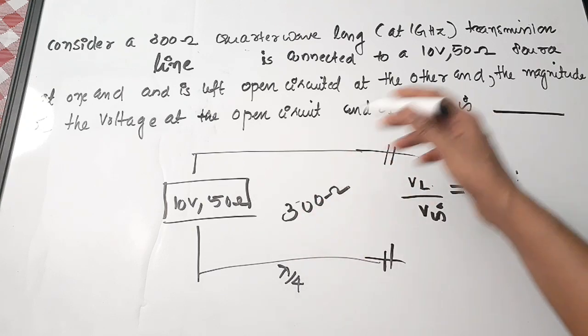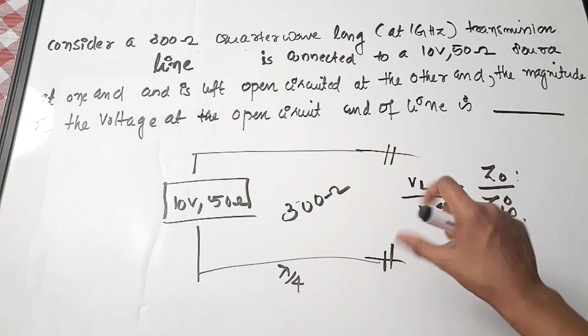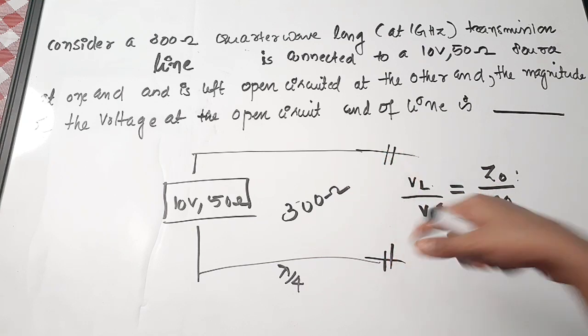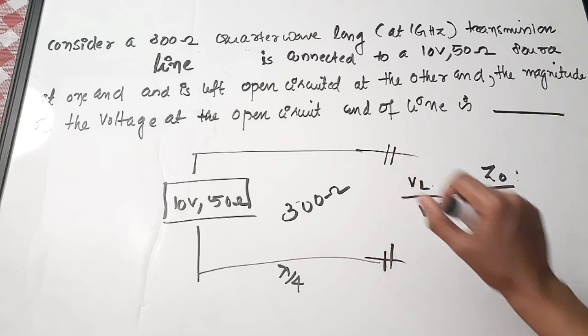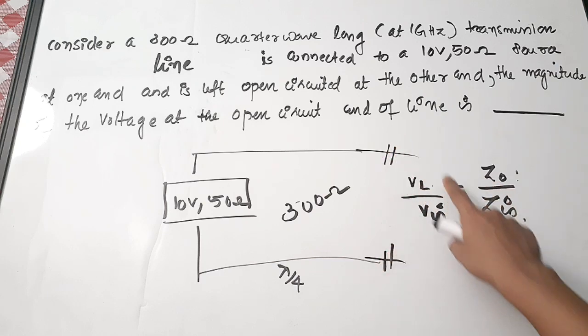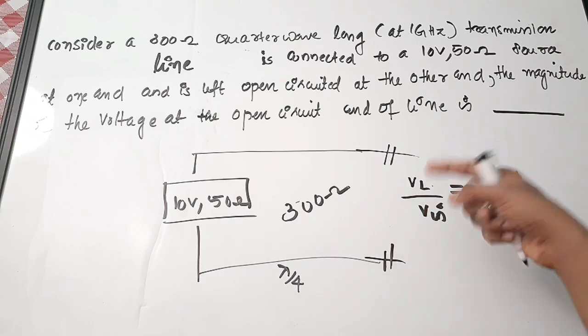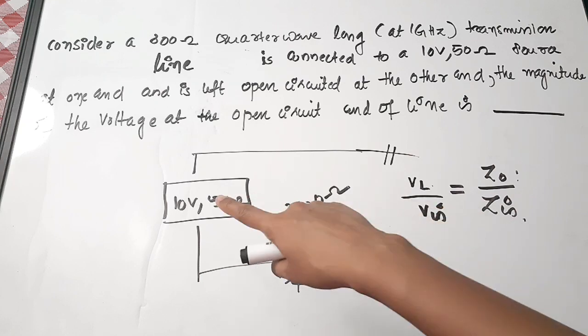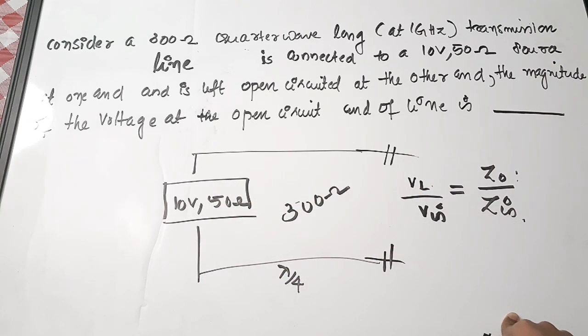VL is the voltage where we'll be connecting the load here, right? In this open circuited end, we'll be normally connecting the load. So whatever voltage is coming is VL. And the input voltage is also given. The source voltage is 10 volt.